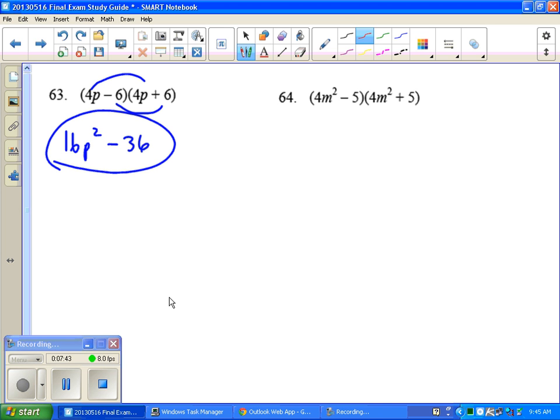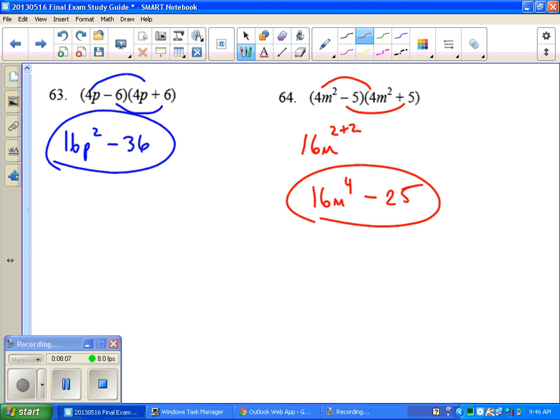We also have conjugates here as well. Don't be scared by the fact that it says m squared. They both say 4m squared and they both say 5. One says minus, one says plus. Do the first terms by each other. 4m squared times 4m squared. 4 times 4 is 16. Right here you have m to the 2 plus 2. So it just becomes 16m to the 4th. That's your first terms. Multiply your last terms as well. Negative 5 times 5 is minus 25. Conjugate, just do first, just do last.